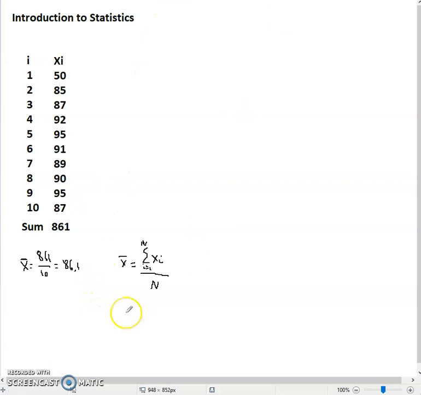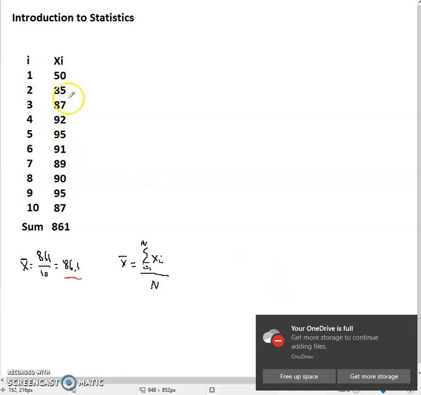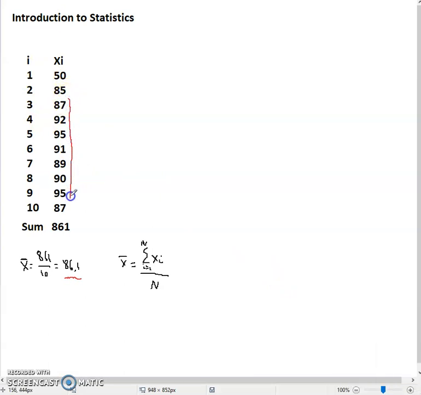So let's have a look. 86.1 is the average score, but if you notice, most of the students did a lot better than this. Actually, all these 8 students did better than 86.1. So why is the average or mean so low? Well, because of these 2 students. The grades are so low that they are pulling down the average.